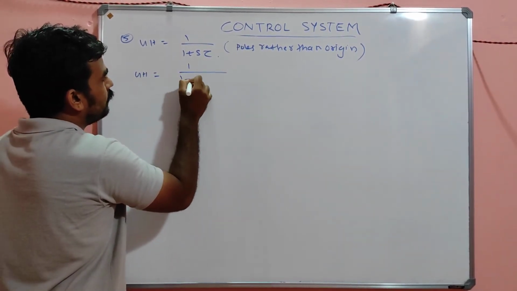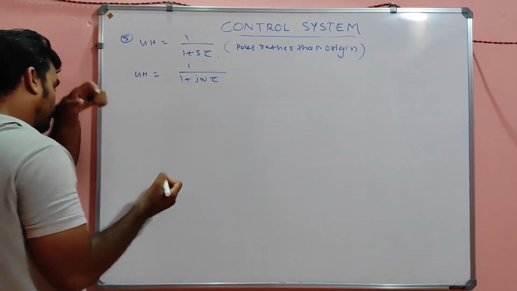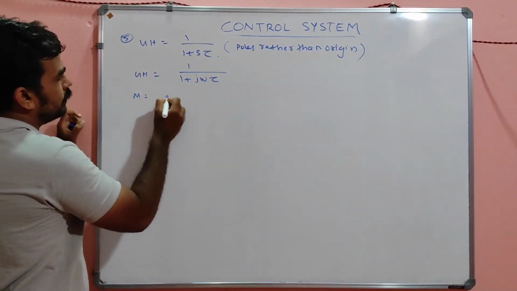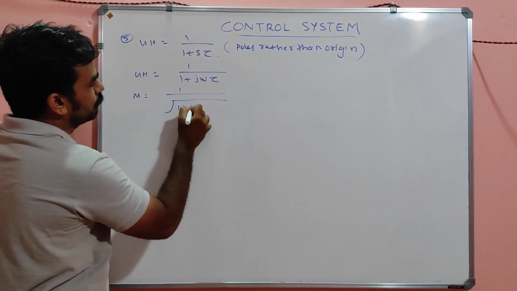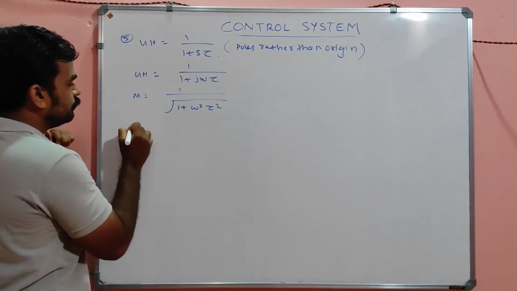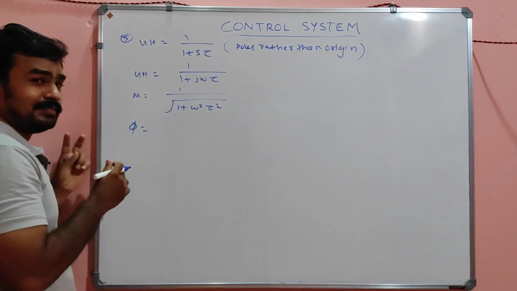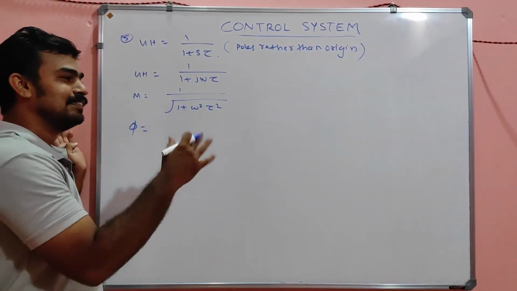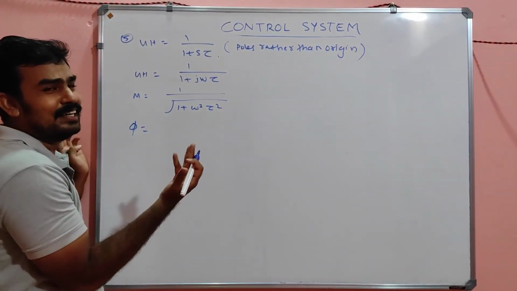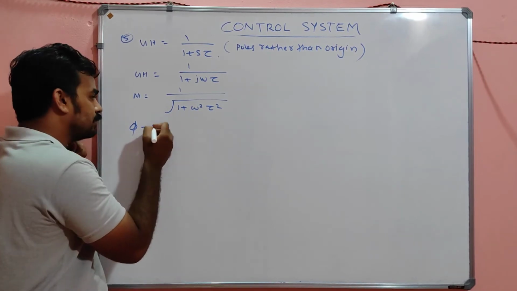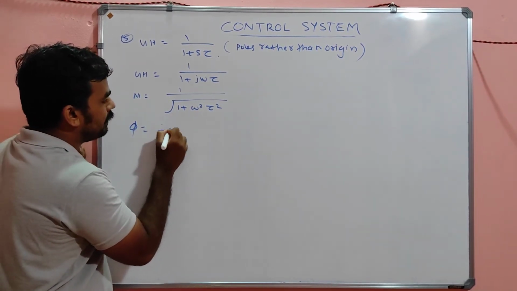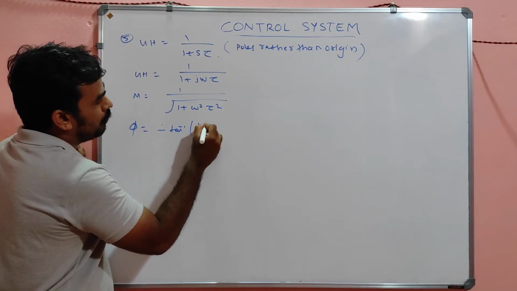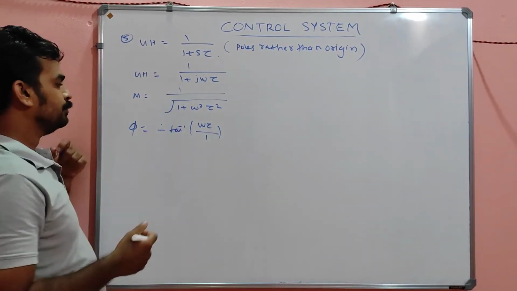It is nothing but 1 by 1 plus j omega tau. So what will be the magnitude, my dear? 1 divided by root of 1 plus omega square tau square. What will be the phase angle phi? We always forget to draw the phase angle versus log 10 omega axis. You draw it here always because that is very easy. It will be minus tan inverse omega tau by 1. That is the phase angle.